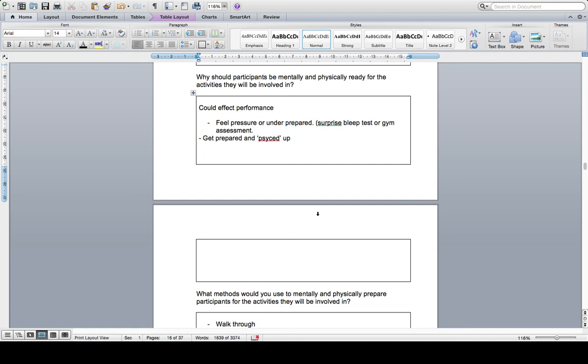Obviously, physically ready as well. If you warn them that they're going to have a physical assessment the week after next, they can get their body physically ready. They can do a proper diet in the lead up to the session, and they can also do the appropriate training in the week leading up to make sure that their body is physically prepared for that session that you're going to do with them.